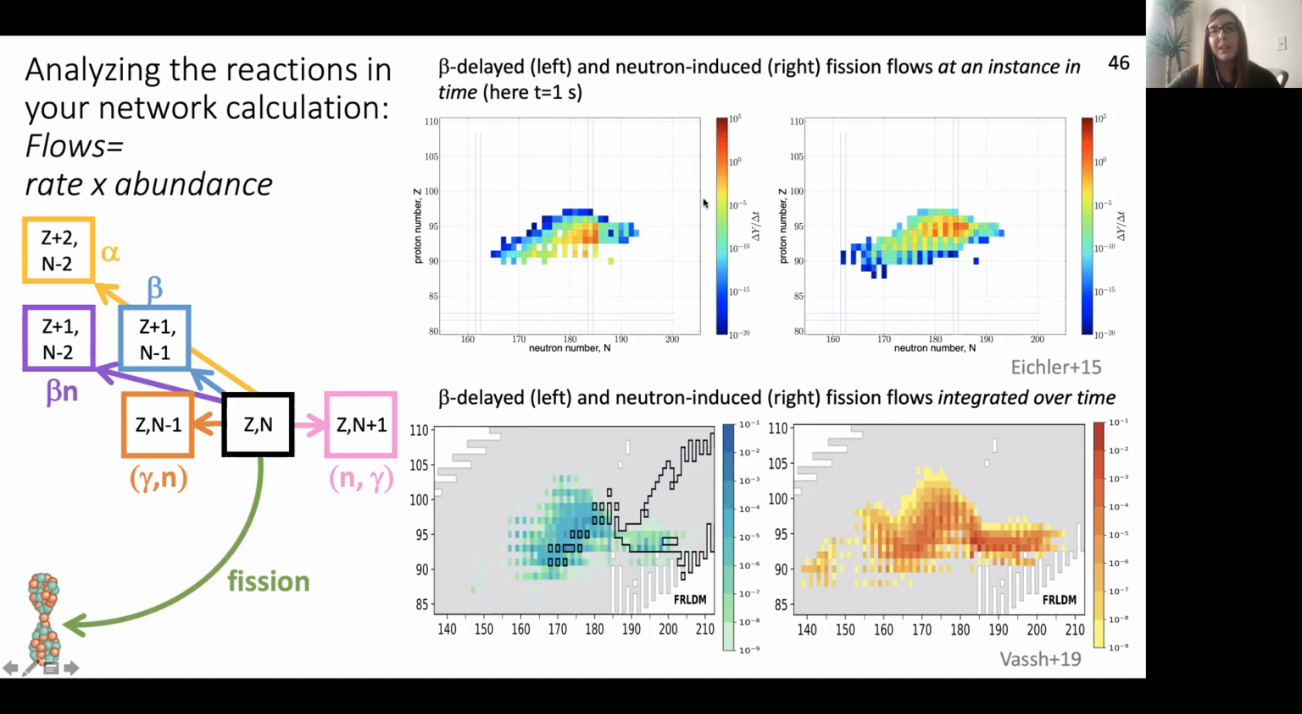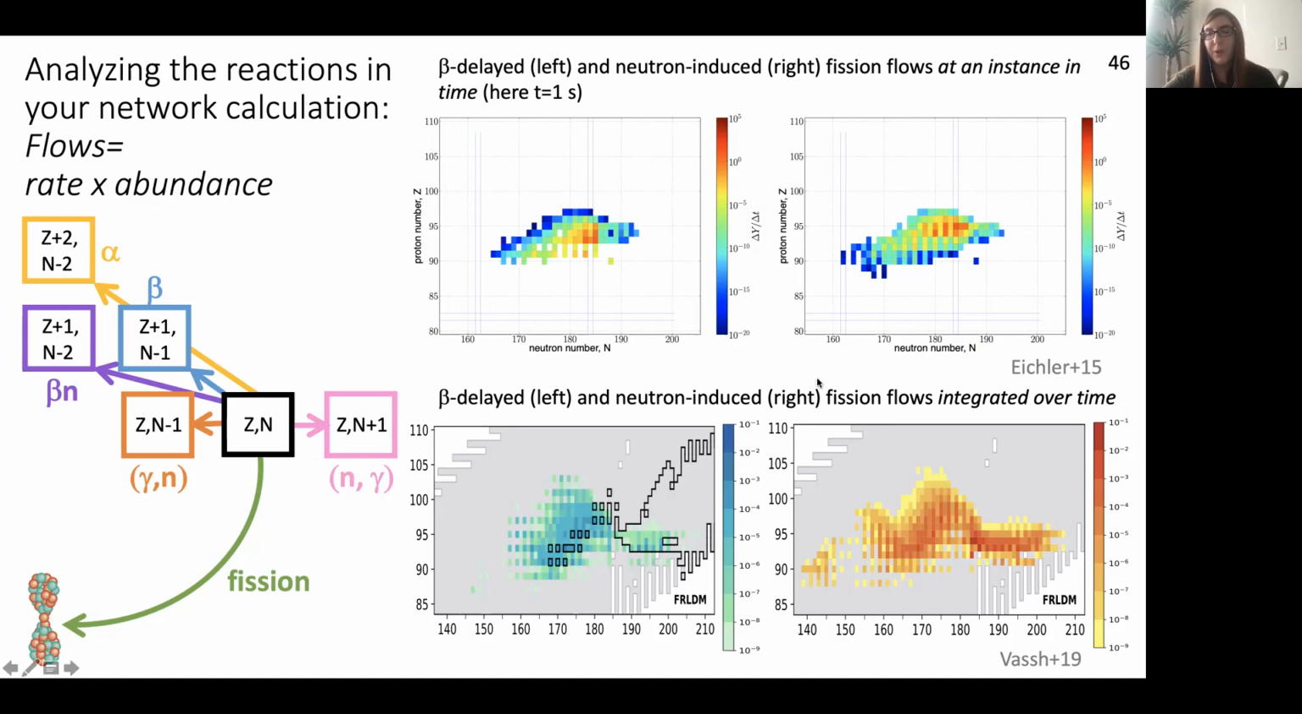So for example, here is a beta delayed fission flow at a given point in time. This is at 1 second, where higher color red is more flow. Okay, so it's something that's more abundant and interacting more strongly. Here is a neutron-induced fission flow as well at that same point in time. So you can look at these things and analyze who is dominantly undergoing neutron-induced fission within my calculation, and how beta delayed and neutron-induced compare at this point in time, etc.